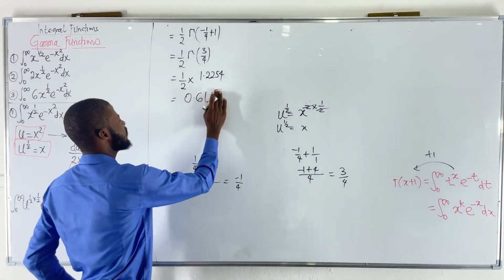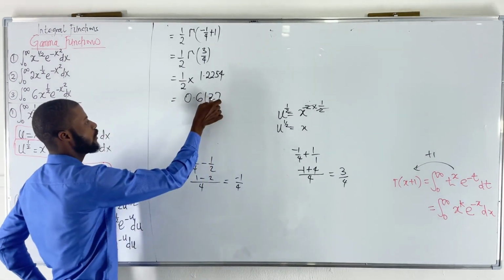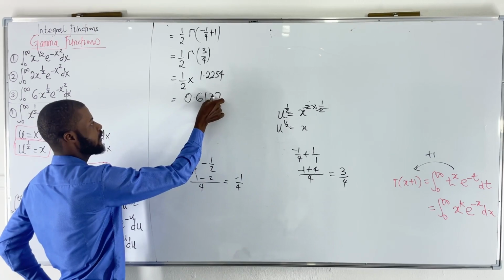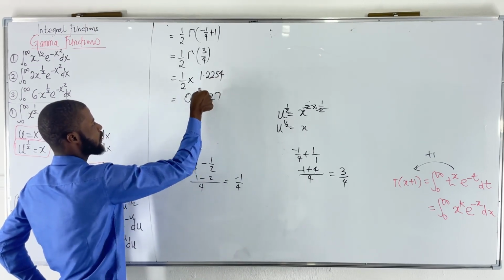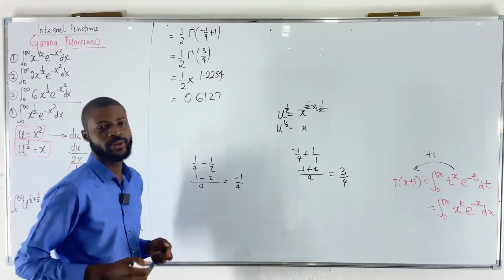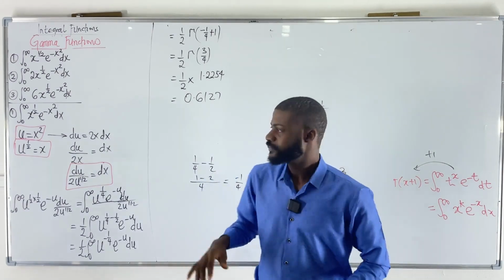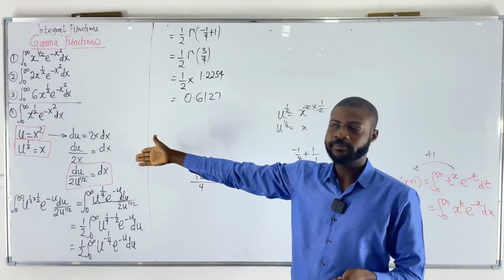Or let me put 27. I think it's going to be something like this, because when I double this guy, 27, I'm going to have 54. Multiply this by 2, I'm going to have this. And then, yeah, that's what it's going to be. 0.6127. Now, you can see that we've gotten our answer for this very problem.